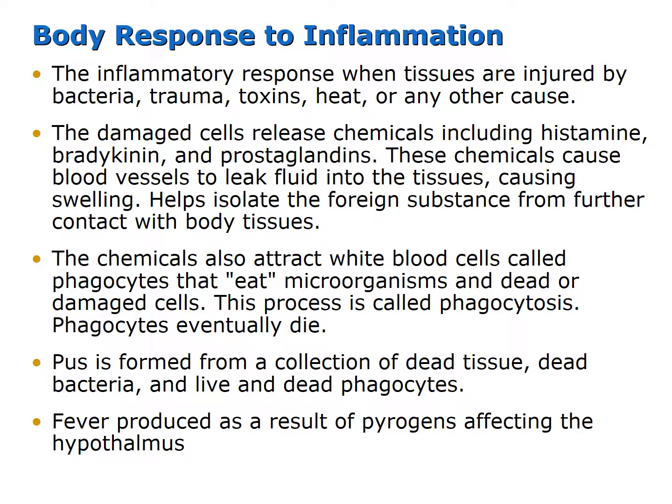So I kind of think of them as our Pac-Man on the game that used to be out there. And this is called phagocytosis, and phagocytes eventually die. Then we have pus that's formed from a collection of the dead tissue and the dead bacteria and live and dead phagocytes. And then a fever is produced as a result of the pyrogens affecting the hypothalamus. So that's what goes on in that inflammatory process.